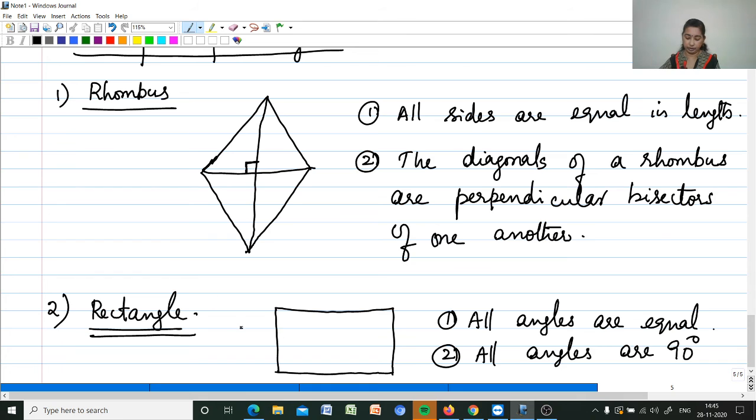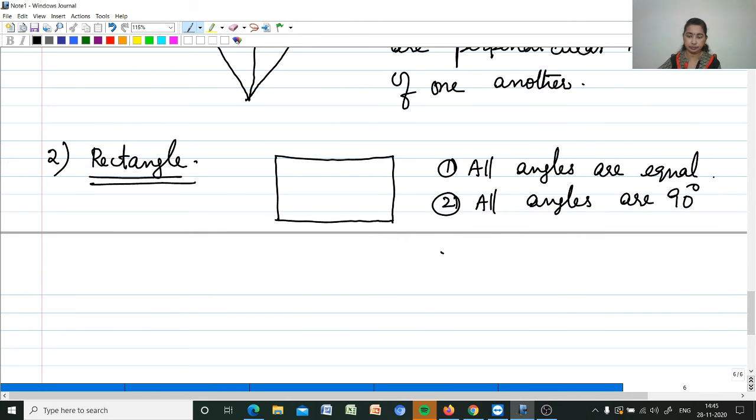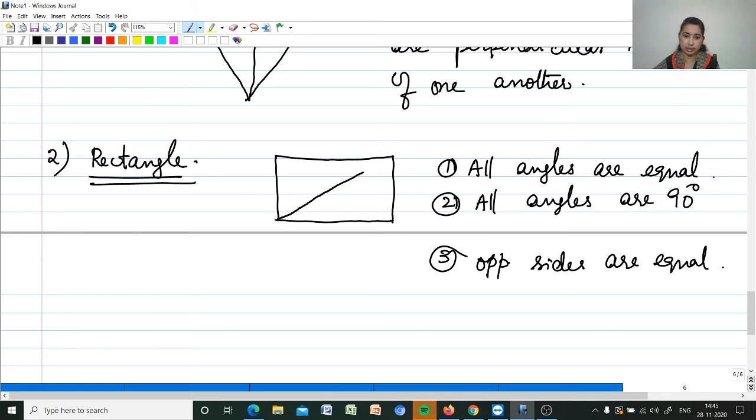Then here the opposite sides will be equal. Opposite sides are equal. And its diagonals, what is the peculiarity of the diagonal of a rectangle? These diagonals bisect each other, that is, they will be cutting at the midpoint. The diagonals bisect each other.